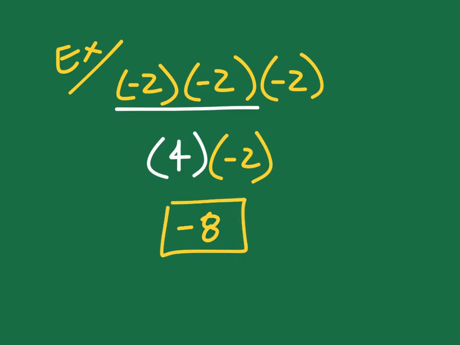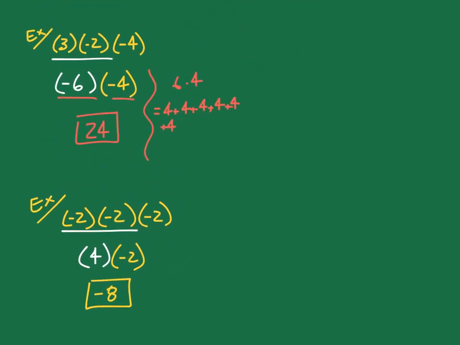And that's my answer. So what I want you to see here is that when you're multiplying more than one number, if the number of numbers that are negative is even, your result will be positive. If the number of negative numbers is odd, then the result will be negative.